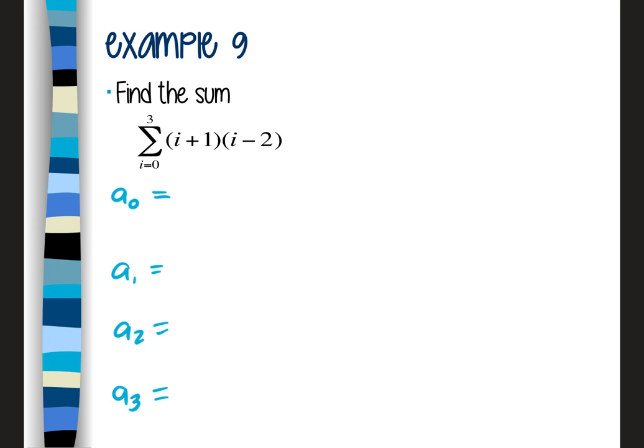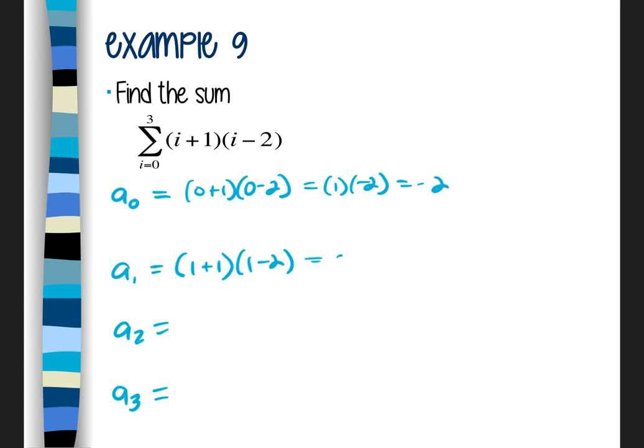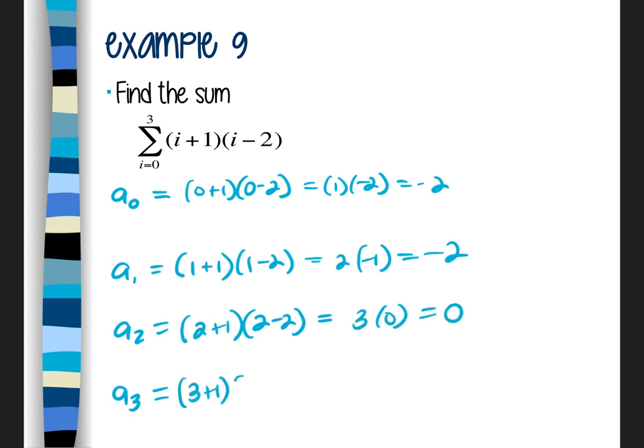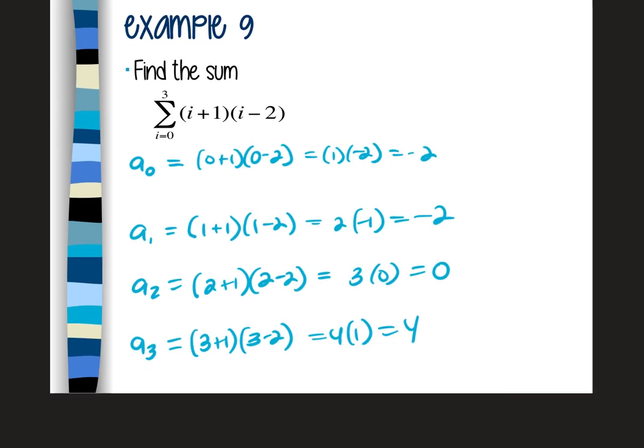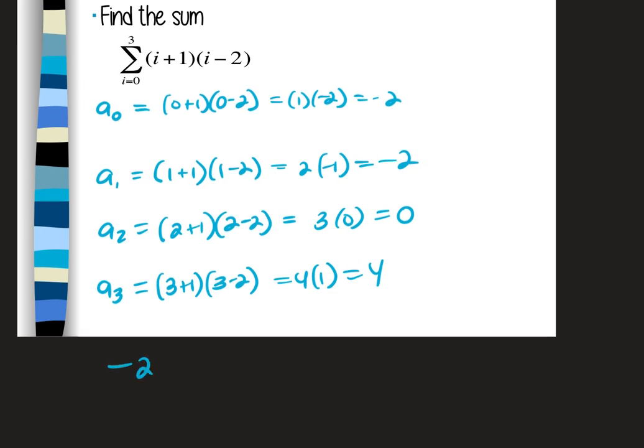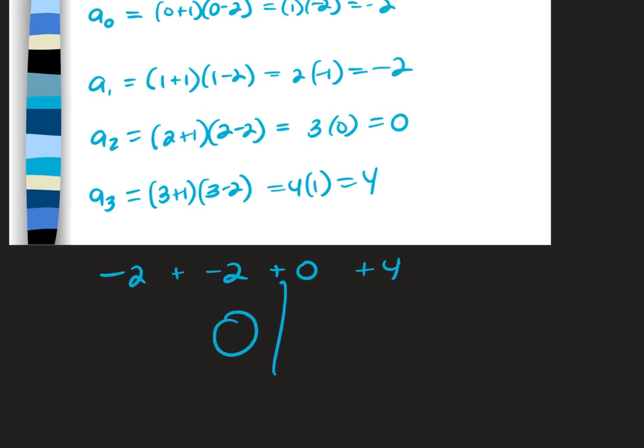So A0 is 0 plus 1 times 0 minus 2, which is negative 2. A1, 1 plus 1, 1 minus 2. 2 times negative 1, negative 2. A2, 2 plus 1, 2 minus 2. 3 times 0. And 3 plus 1 and 3 minus 2. 4 times 1, which is 4. And then we add them all together. Negative 2 plus negative 2 plus 0 plus 4, which is 0.